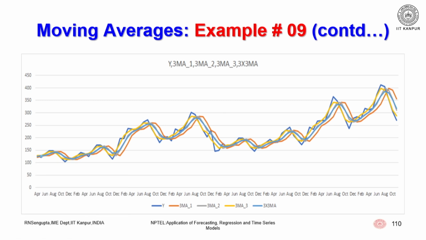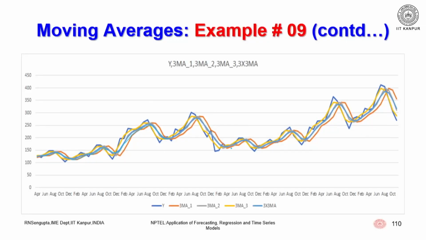So, if you see the blue one, this is very smooth because it is taking the averages of 3 terms: 3 MA1, 3 MA2, 3 MA3. The important fact between 3 MA1, 2 and 3 is that when I am taking the 3 MA1, I will be considering the values of the block to the right, 3 MA2 would be the block in the middle and 3 MA3 would be the block to the left. This is the nomenclature I am using.